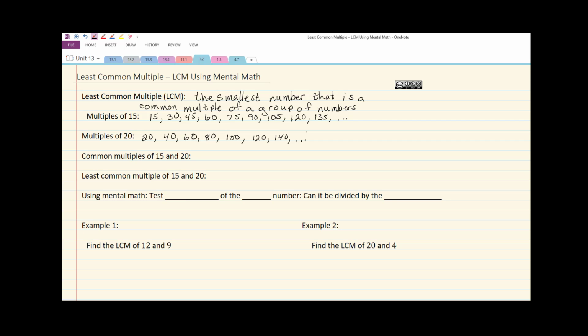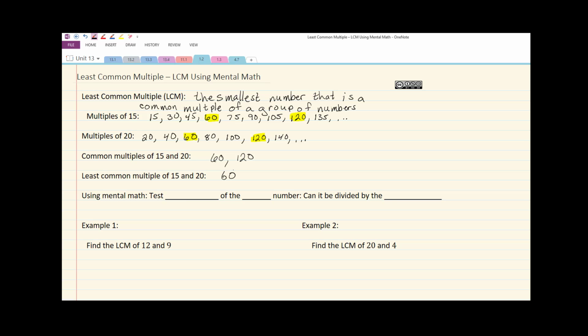So if we were looking at the common multiples of 15 and 20, we're looking for the numbers that they have in common. They have 60 in common and 120 in common. So common multiples of 15 and 20 would be 60 and 120. The least common multiple then would be the smallest one, which would be 60.